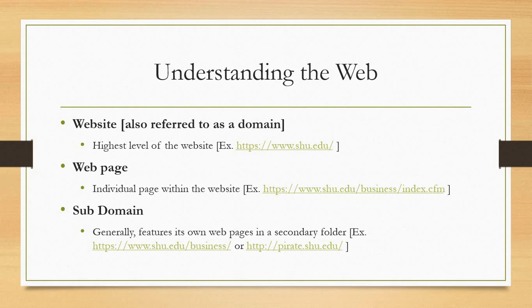So, here are some basics about understanding the web. A website, which can also be referred to as a domain, is the highest level of the website. Example provided there for you. A web page is an individual page within the website. Example provided for you there too.